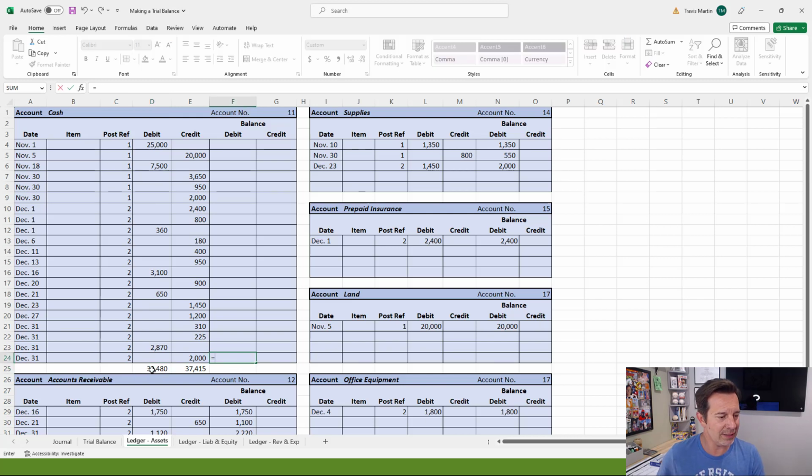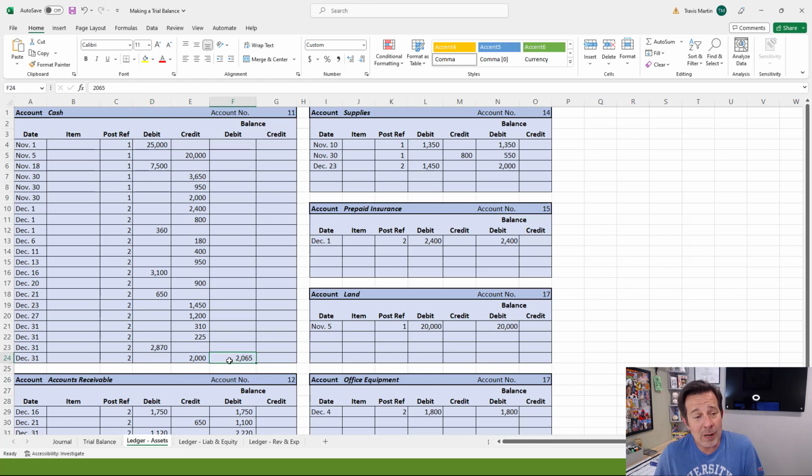Just going to subtract here. So I end up with $2,065. $2,065 would be my ending balance there. Okay, so I could figure up the ending balance that way. Whatever the positive side is, add up all the numbers on the positive side, subtract out the negative side, net the two together. That's my ending balance. So I could do it like that if I didn't have the nice, neat running tab here.